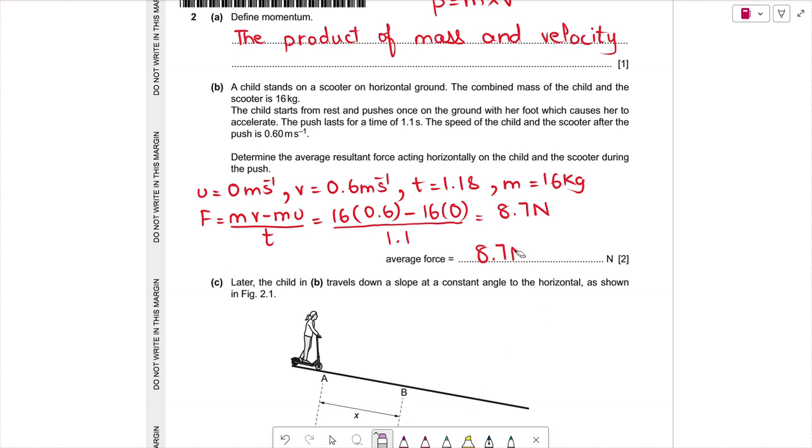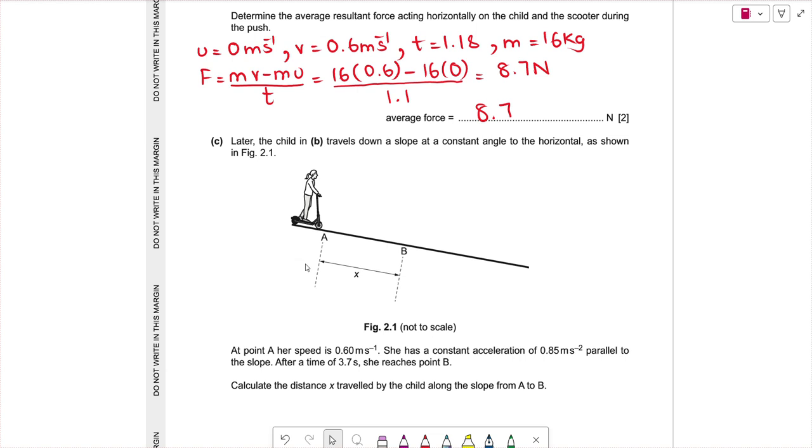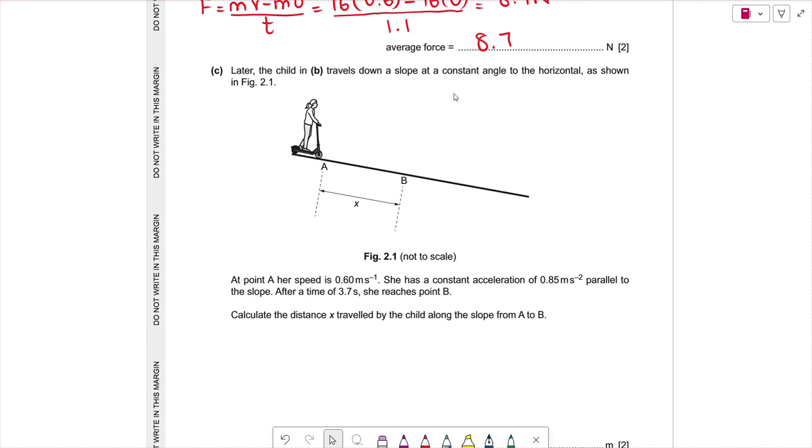Now, next part. Later the child in part B travels down a slope at a constant angle to the horizontal, as shown in figure 2.1. At point A, her speed is 0.6. So at this point, her initial speed is 0.6 meter per second. She has a constant acceleration of 0.85 meter per second square parallel to the slope. After a time of 3.7 seconds, she reaches point B. Calculate the distance x traveled by the child along the slope from A to B.